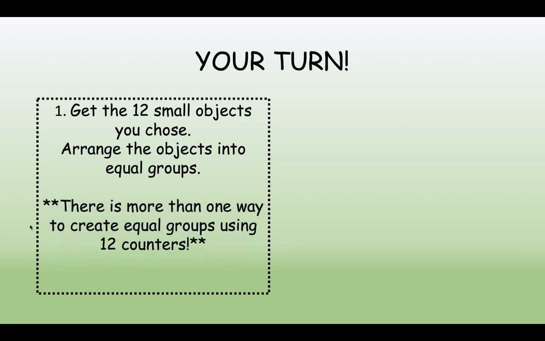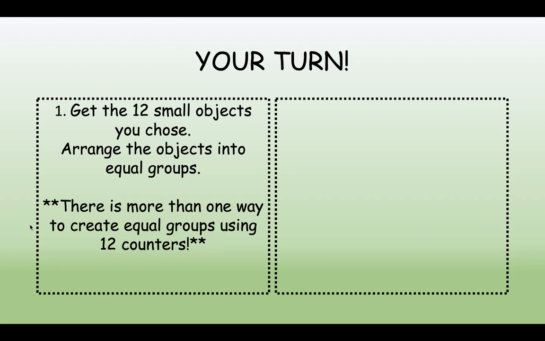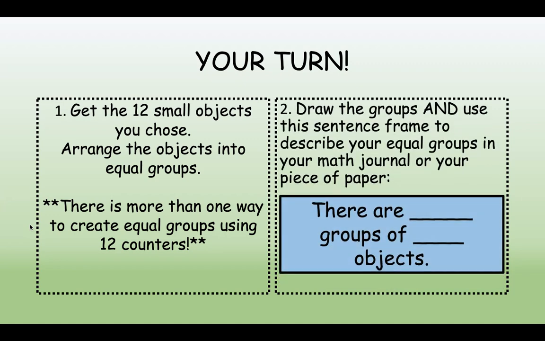So there is more than one way to create equal groups. You're just trying to figure out one way to separate the 12 objects into equal groups. Once you are done, you need to do step 2, which is you are going to draw the groups on your paper and then draw circles around them.